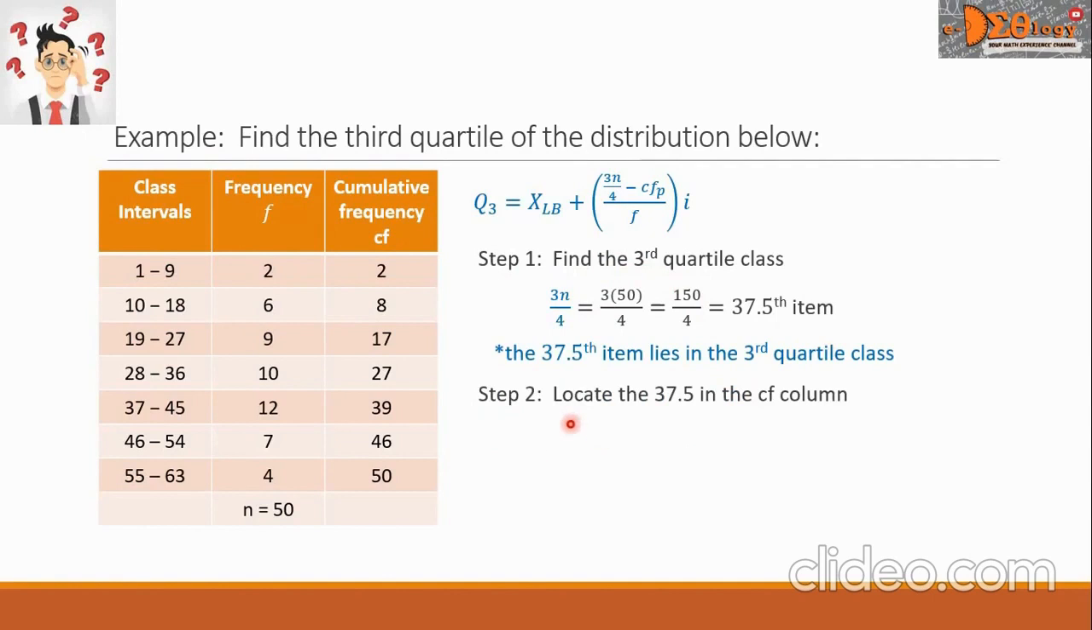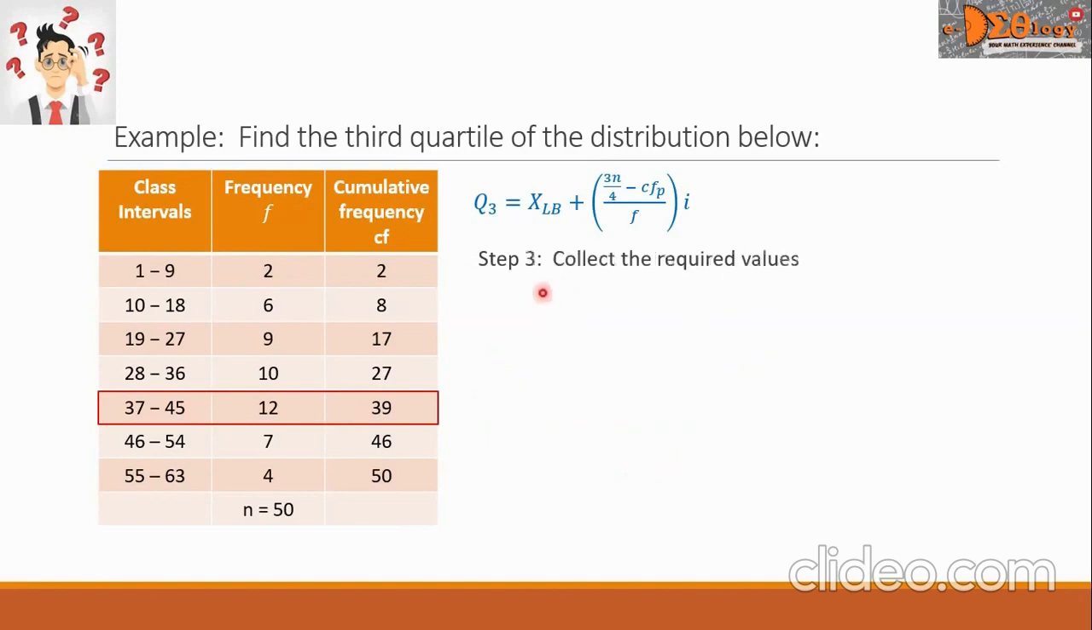For step 2, we shall locate this 37.5 in the CF column, the cumulative frequency. Here is the cumulative frequency column. We can see that the numbers grow bigger as we go down. Looking for the 37.5, we can see that it belongs to this class. So this class 37 to 45 is the third quartile class.